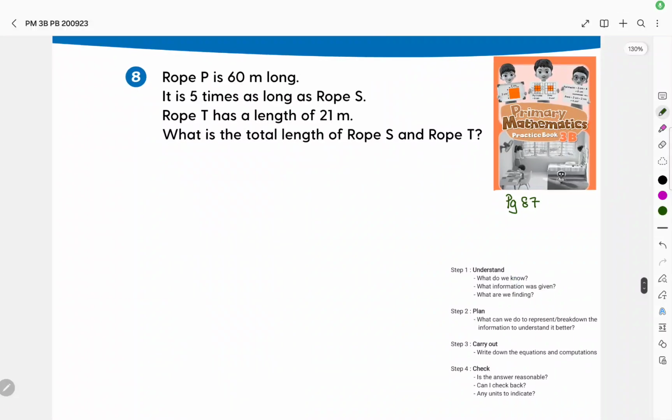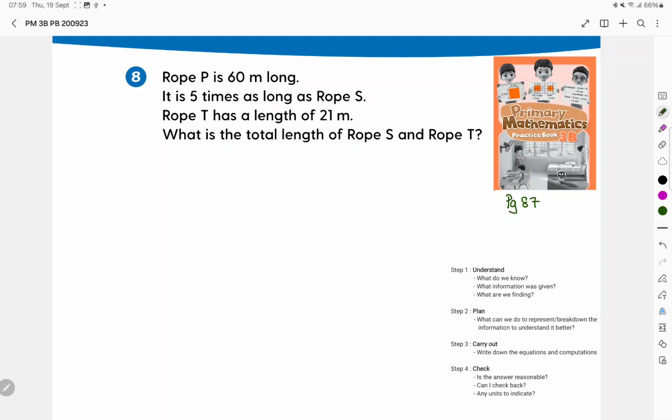This question is from the Primary Mathematics Practice Book 3B, page 87. It's a word problem. So as with any word problem, we'll go through the 4 steps. First we understand, next we plan, then we carry out, and lastly we check. So let's start with understanding the word problem.